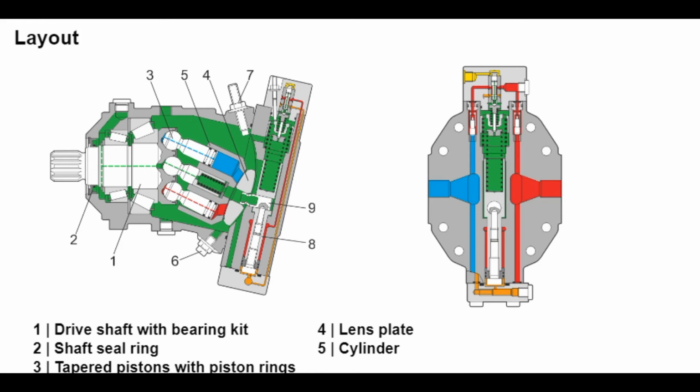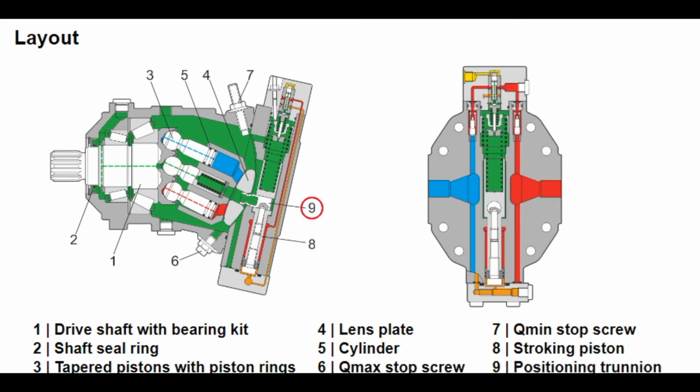The maximum swivel angle and thereby the maximum output torque can be limited with a Qmax stop screw 6. The minimum swivel angle and thereby the maximum output speed can be set by the Qmin stop screw 7. The swivel angle is changed hydraulically using the stroking piston 8 and positioning trunnion 9. Here the cylinder including piston and lens plate is swiveled. The lens plate is smoothly mounted in a slipway. The swivel angle of the bent axis rotary group can be infinitely varied by using HD, EP, HA, and DA control. Two-point control, HZ, EZ, makes the swivel angle switchable from maximum to minimum.